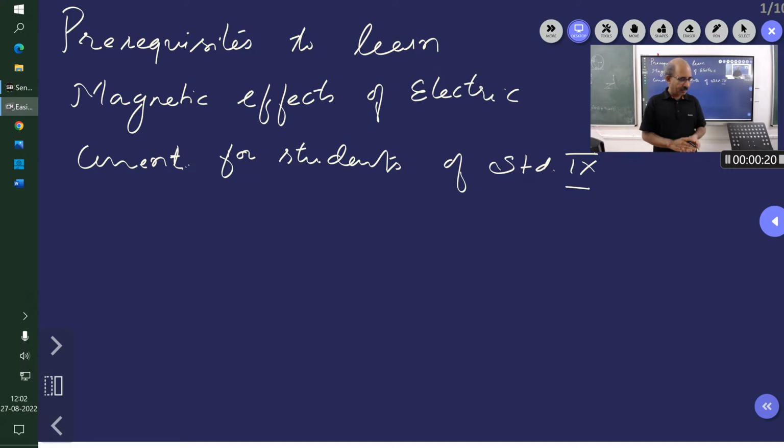Before I commence, I would like to touch upon some of the prerequisites, some of the concepts that are involved when we try to learn the magnetic effects of electric current. So that's it.